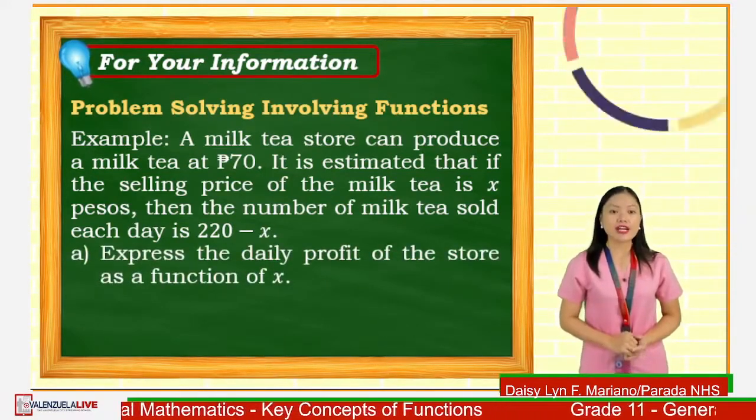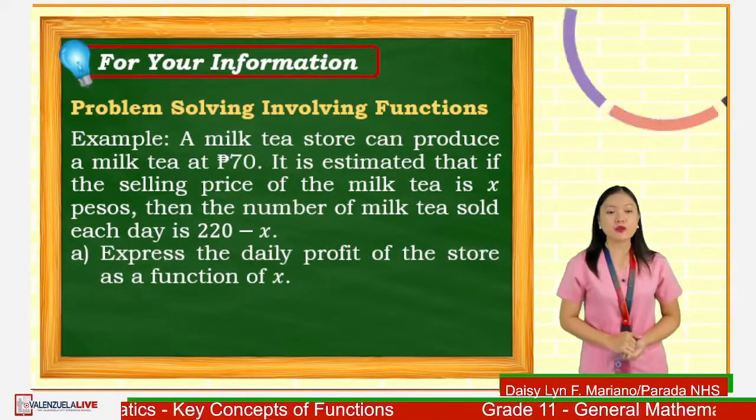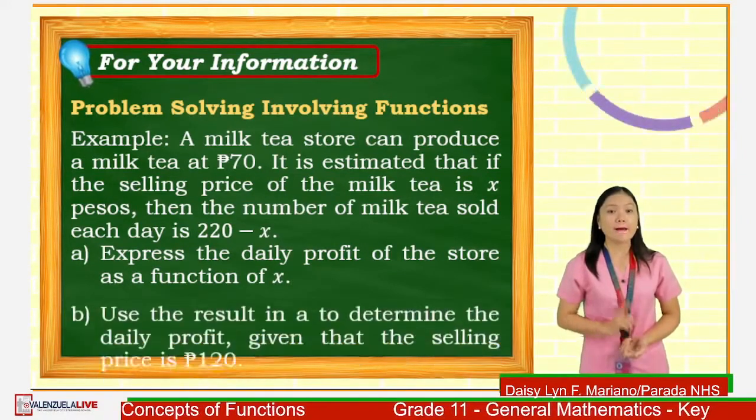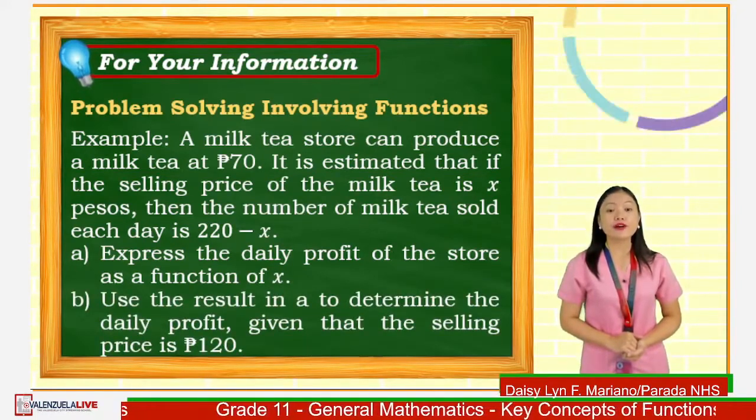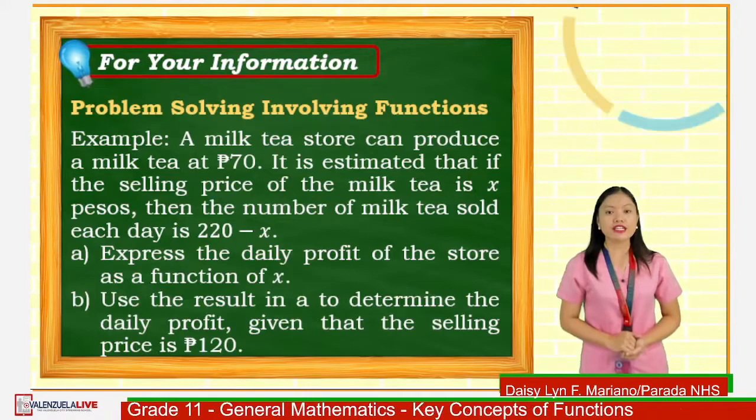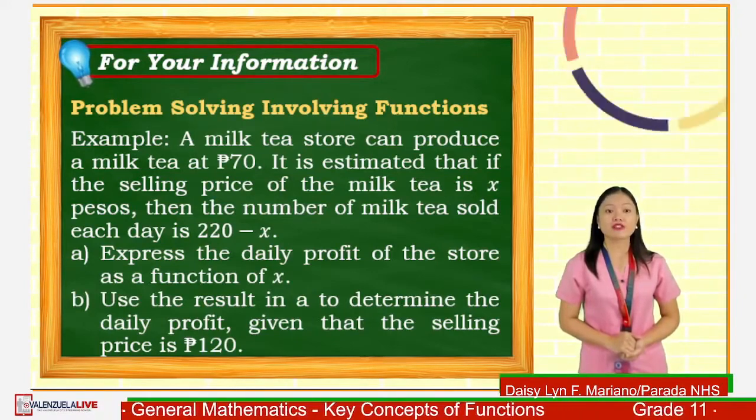A. Express the daily profit of the store as a function of X. B. Use the result in A to determine the daily profit given that the selling price is 120 pesos.